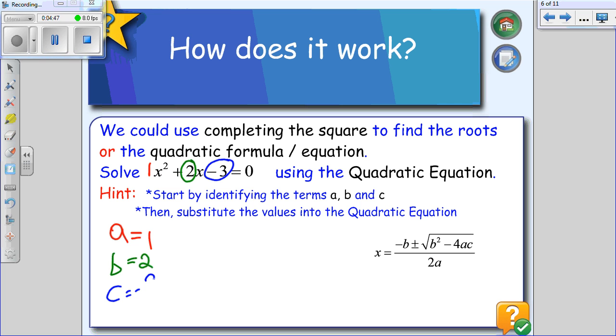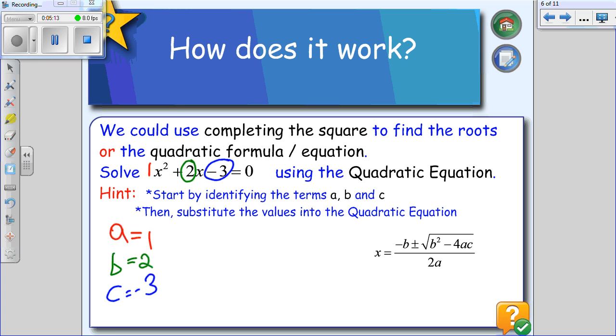So if you're asked to solve this thing and it doesn't say how to solve it, it just says solve it, you can use the quadratic formula. If it says to solve it by factoring, you have to factor it. If it says to solve by completing the square, you have to complete the square. If it just says solve, you can just use the quadratic formula. So let's use the quadratic formula.